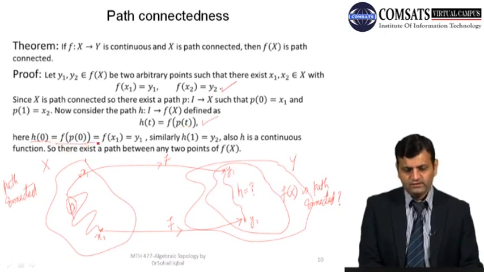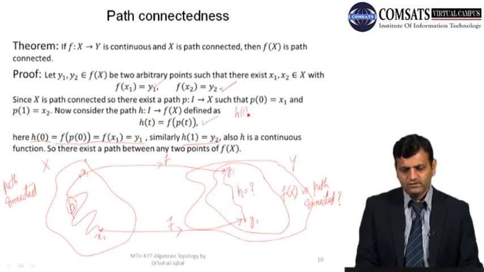Which means this is equal to f of x1. So what is f of x1? f of x1 is y1. So that's why h of 0 is y1. Similarly, what is h of 1? It is y2. So let's see what h of 1 is.